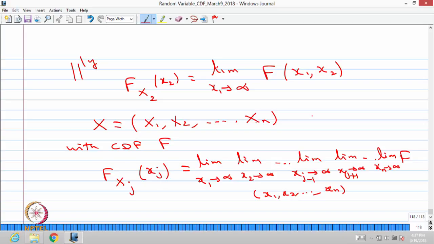So this is a way one can get the CDF of a one-dimensional random variable from the CDF of an n-dimensional random variable, where j can be 1, 2 and so on till n. In this exercise, I have not said whether the random variable is of the discrete type, continuous type or mixed type.